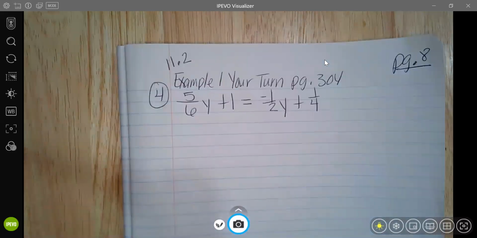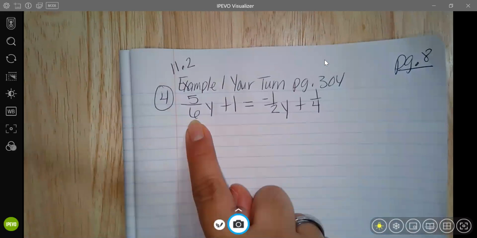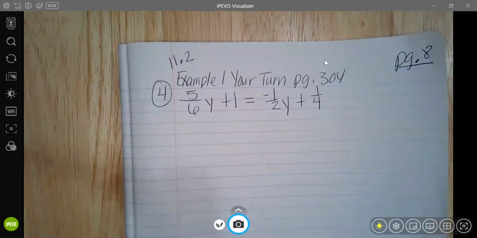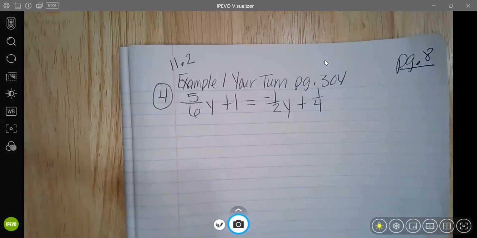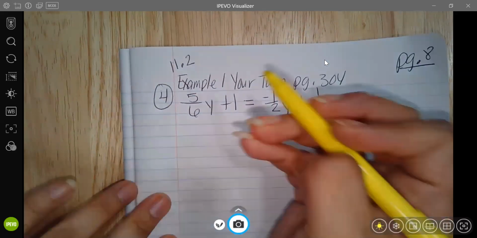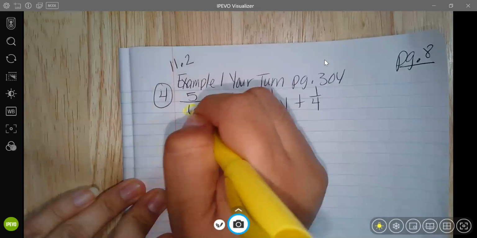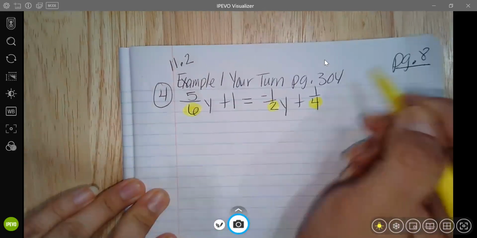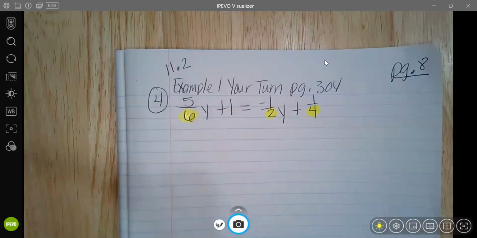Okay, so here we go. This was 5/6y plus 1 equals negative 1/2 y plus 1/4. All right. Okay, so remember fractions: either they have the same denominator, which is what we had on question number 3, which was awesome, or we got to look for our LCM because we have different denominators, which is what it looks like in this case. So I'm just going to highlight those 3 so I know exactly what I'm looking for.